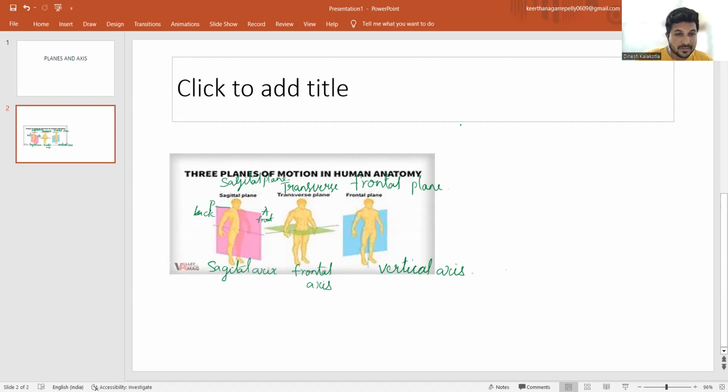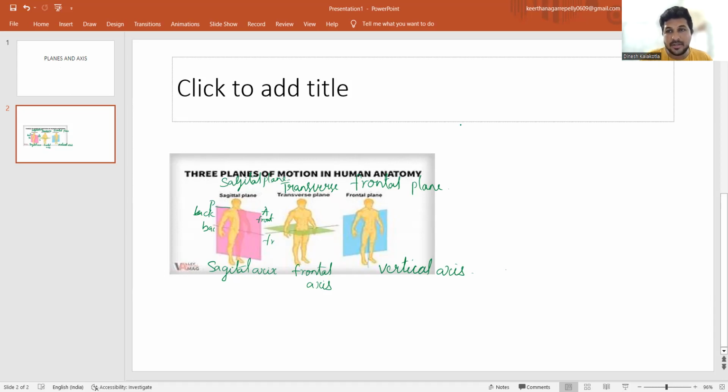And sagittal axis, where you can see it is passing from back to front, horizontal, right? So this is about the sagittal plane and sagittal axis. Next, we will see transverse plane and frontal axis.